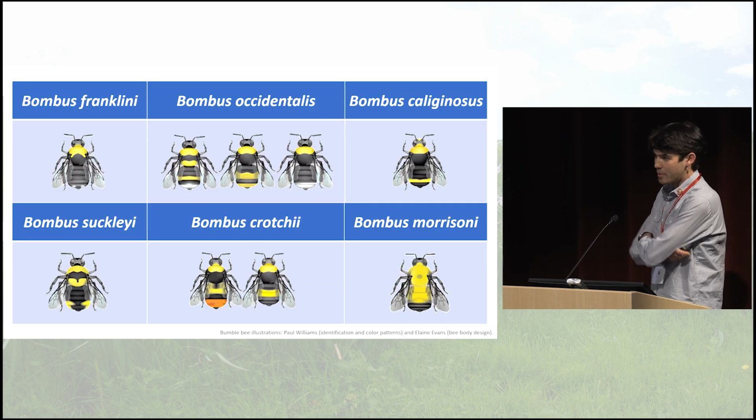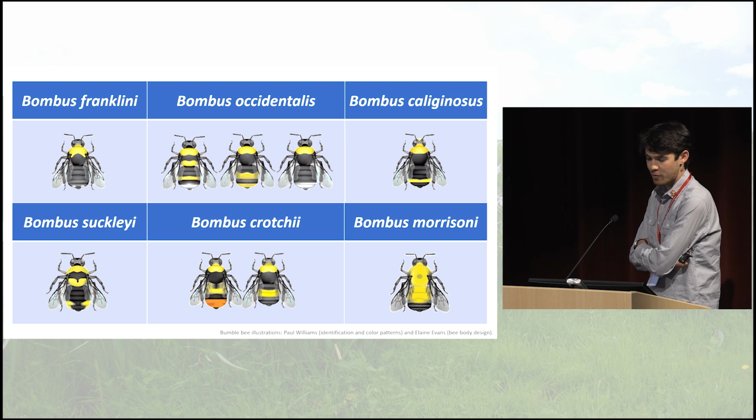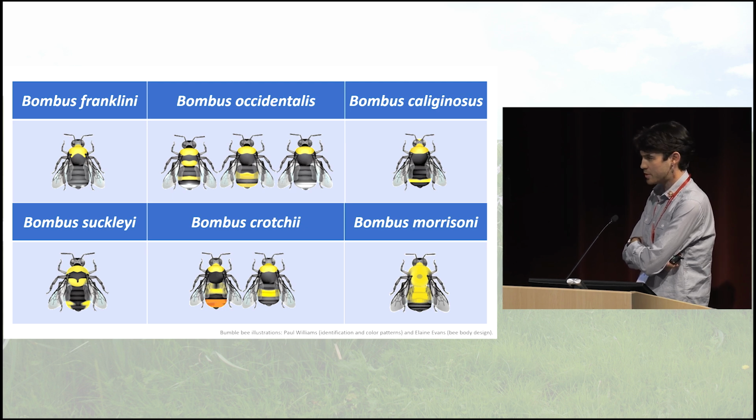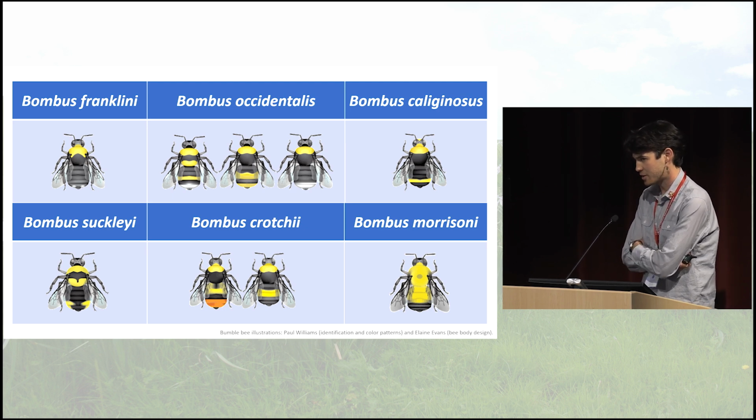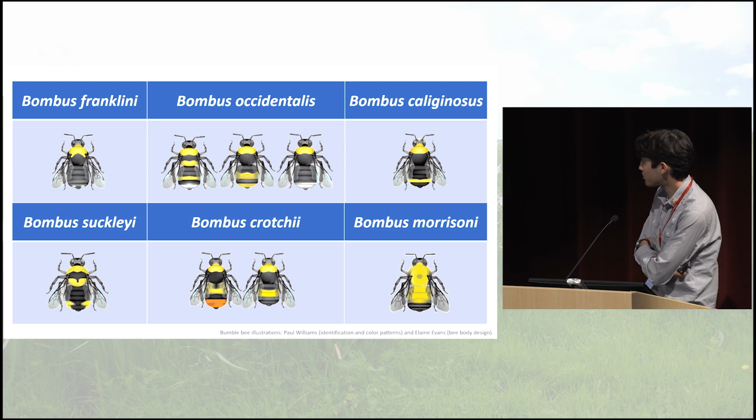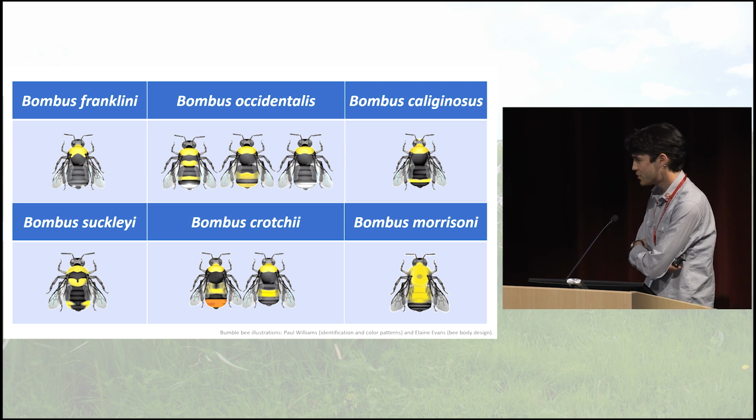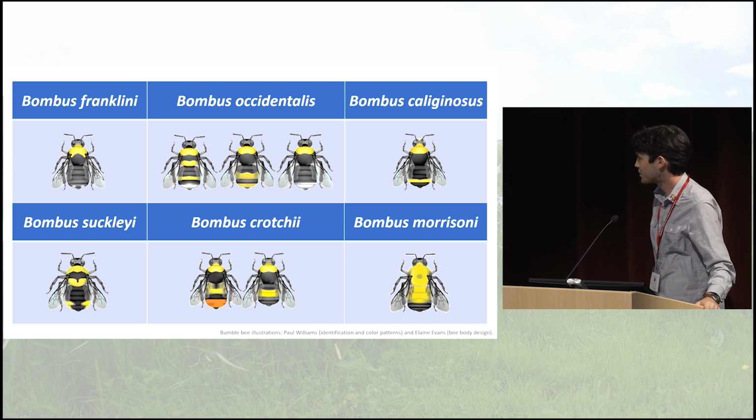So going back to species in decline, California actually has 6 bumblebee species which are designated species of greatest conservation need, these being Bombus franklini, Bombus occidentalis again, Bombus caliginosus, the fogbelt or obscure bumblebee, Bombus sucklei, the Suckley's cuckoo bumblebee, Bombus crotchii, which got a shout out yesterday, and Bombus morrisoni.